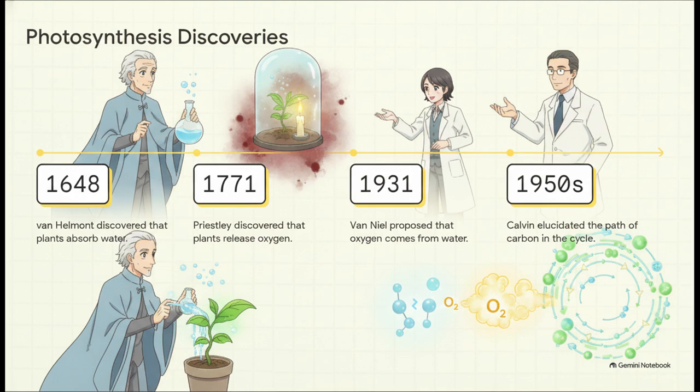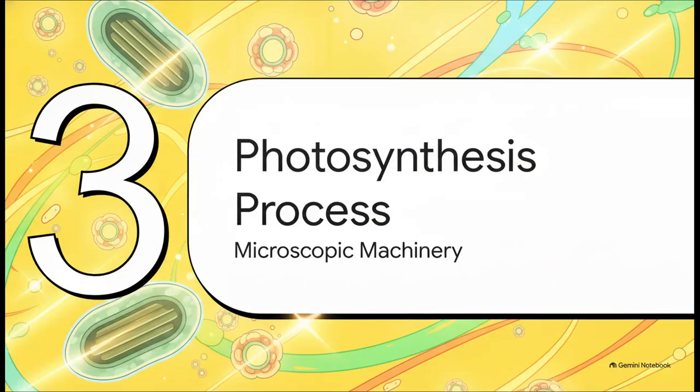Fast forward to 1771, and Joseph Priestley discovers that plants release oxygen. Or, as he put it back then, they restored combusted air so it could be breathed again. But the real breakthroughs in the actual chemical mechanisms came much later. In 1931, C.B. Van Niel proposed that the oxygen released actually comes from the splitting of water, not from carbon dioxide like people thought. And then, by the 1950s, using radioactive isotopes, Melvin Calvin fully mapped out the path of carbon fixation, the very process we now know as the Calvin cycle. Let's move to part three and see how this builds.